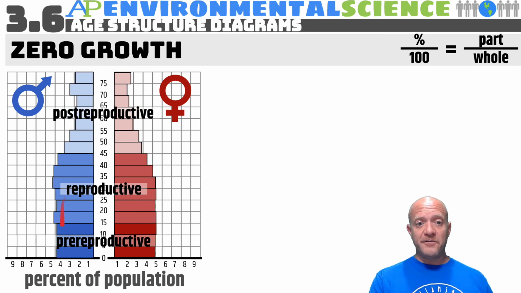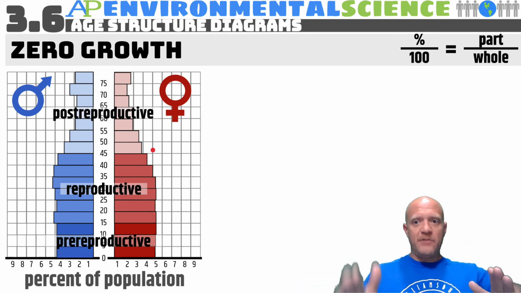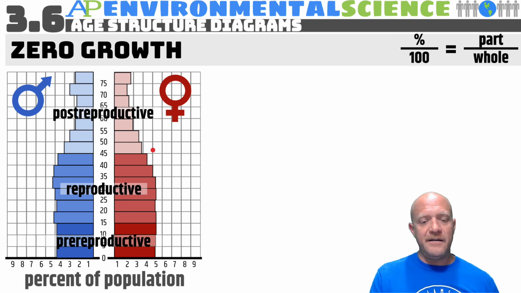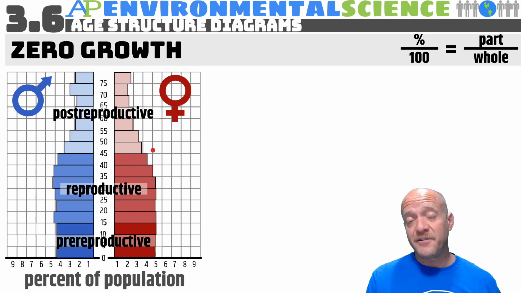Now when you have zero growth, it doesn't matter what's happening up here because they are not reproducing anymore. In this population, there's a lot of older individuals that are surviving. But if you notice here, when I have zero growth, the pre-reproductive and the reproductive are relatively the same. So even though it might go in and out just a little bit, it's pretty much even, and it's pretty much the same percentages. So this is showing zero growth.